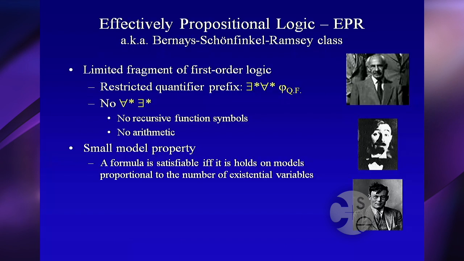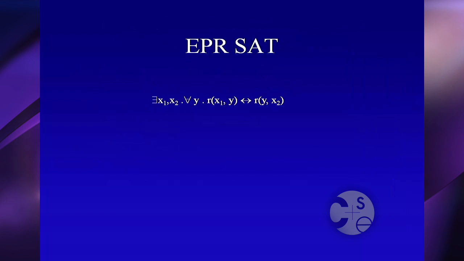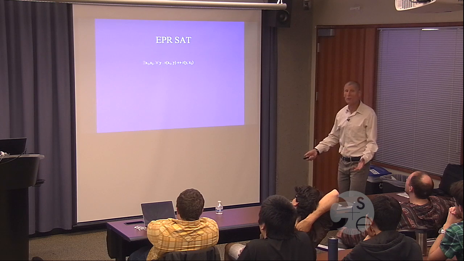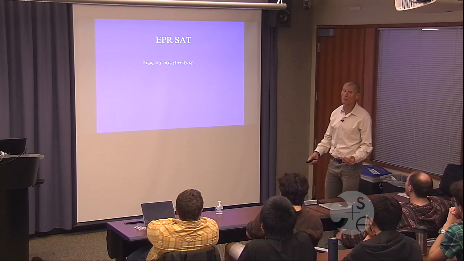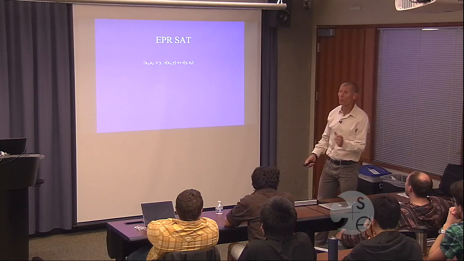What we want to do is go a little bit beyond this. We have what we call effectively propositional logic. Effectively propositional is a limited fragment of first order logic, restricted to exists-for-all quantification, and you don't have real function symbols, and therefore, as Amina said, we have a small model property. For example, here is a formula: exists x1, x2 such that for all y, r(x1, y) if and only if r(y, x2). Usually you need to check it on an unbounded world, but this formula is satisfiable if and only if it's satisfiable on a small world.